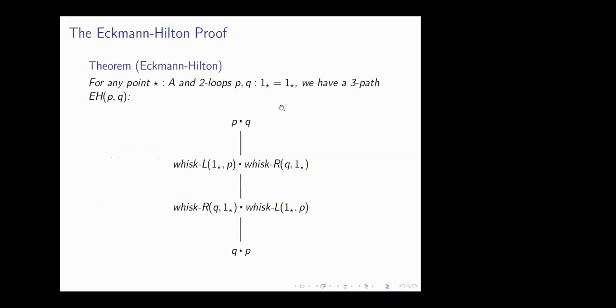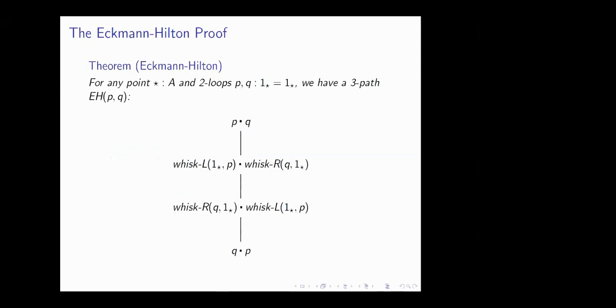So we start with P and Q, and then by what we just proved, the whiskering on the left by the identity path is just P, and whiskering on the right by Q is just Q, right? And by the exchange law, we can swap these around, and then we do the same thing again. We turn this whiskering into a Q, and we turn this whiskering into a P.